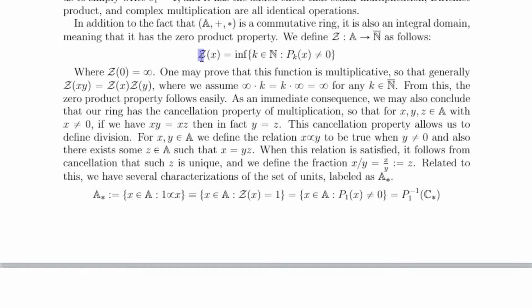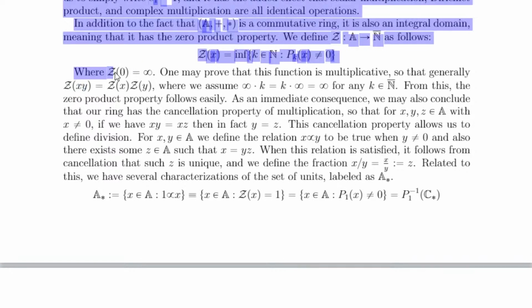And that's really useful because that actually tells us that we're working in an integral domain, that we have the zero product property. Because of course, if x is non-zero and y is non-zero, and we multiply them together, well, the z value of their product will be the product of their z values. And if both of them are non-zero, then both of their z values will be finite, not infinite, which means that the z value of their product will also be finite, which means that their product can't be zero.